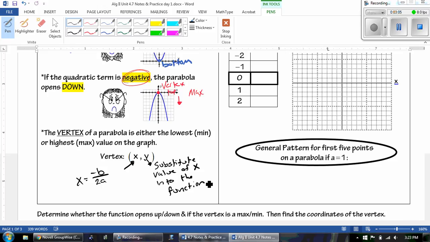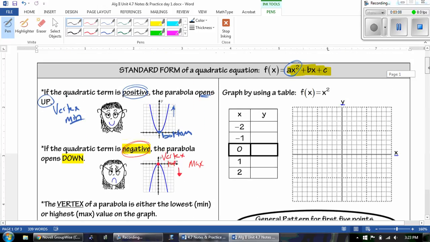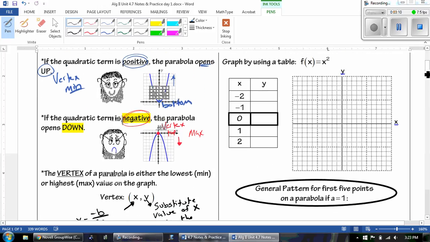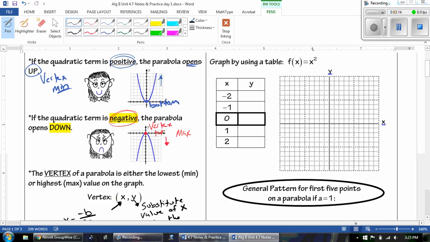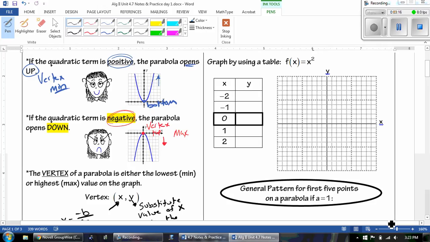All right, so let's graph by using a table. f of x equals x squared. This is called the parent function. We talked about the parent function a lot when we were doing absolute value graphs. So what we're going to do is plug each one of these into a calculator. Normally, we can do it off to the side.